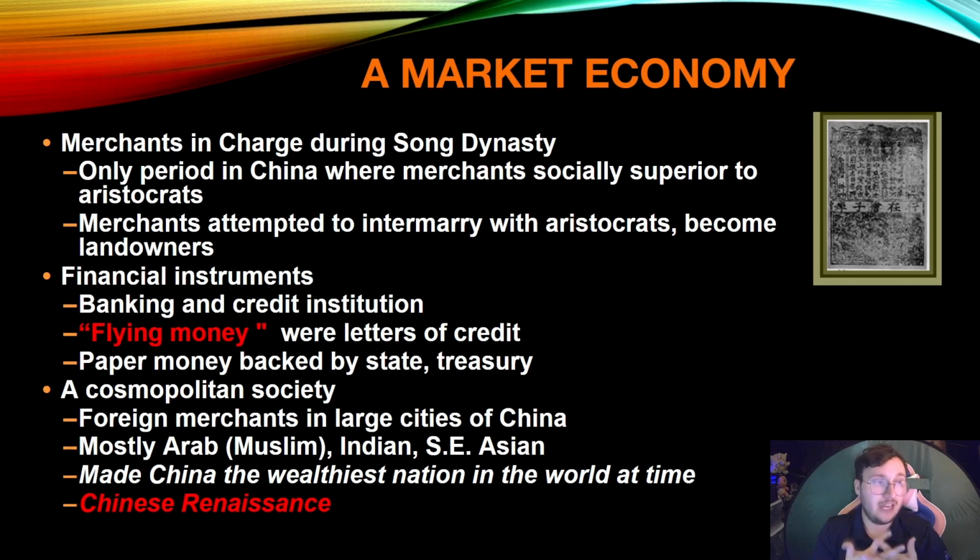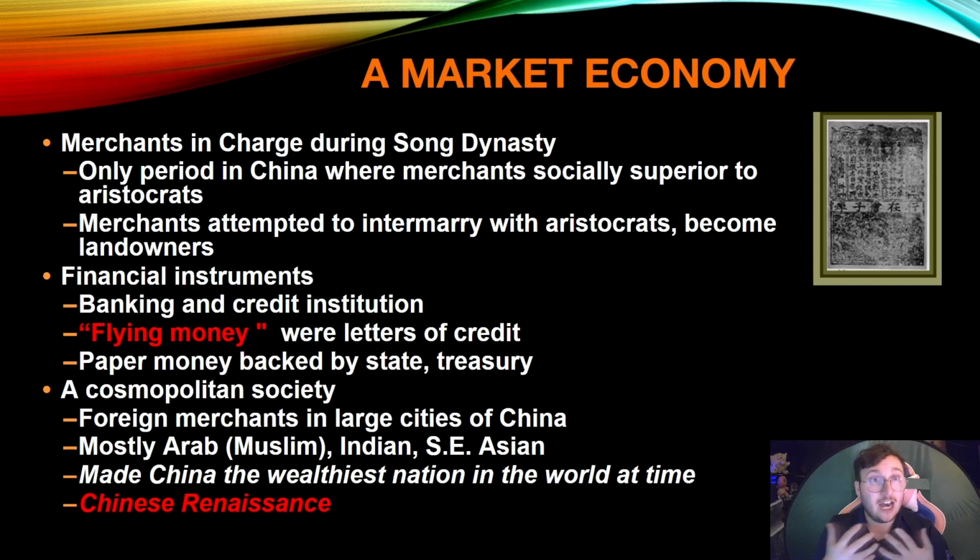Merchants attempted to intermarry with aristocrats to become landowners, right? Because if you own the land, you have long-term wealth rather than short-term merchant wealth. This is also going to be the development of more financial institutions such as banks, and they actually create credit institutions like you have a credit card. They create something known as flying money, which is a letter of credit, and they also had a system of paper money, which is backed by the state and treasury.